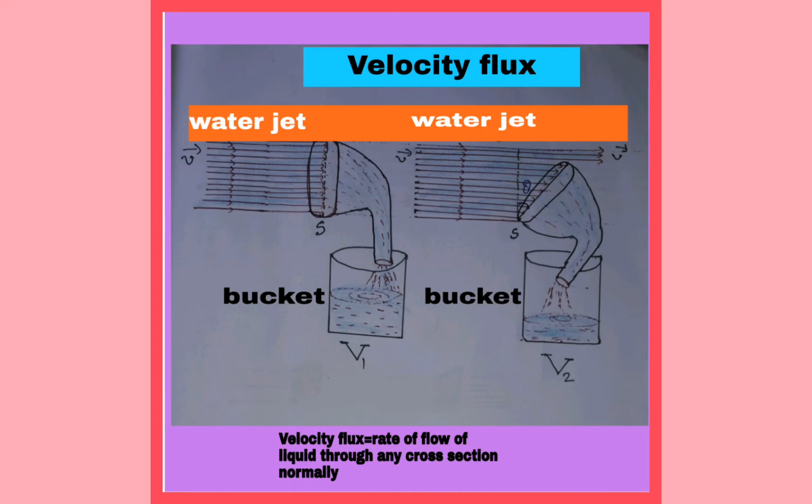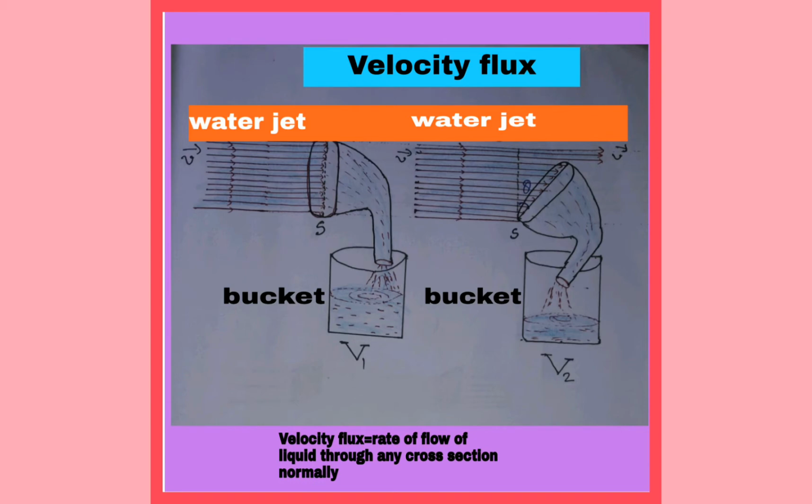Here in the figure, we are collecting water into a bucket from a water jet with a water collecting instrument. Here the velocity of the water jet is the same for two cases, but the water collecting instruments are placed in a different manner in the water jet. In the first bucket, more water is collected than the second bucket.